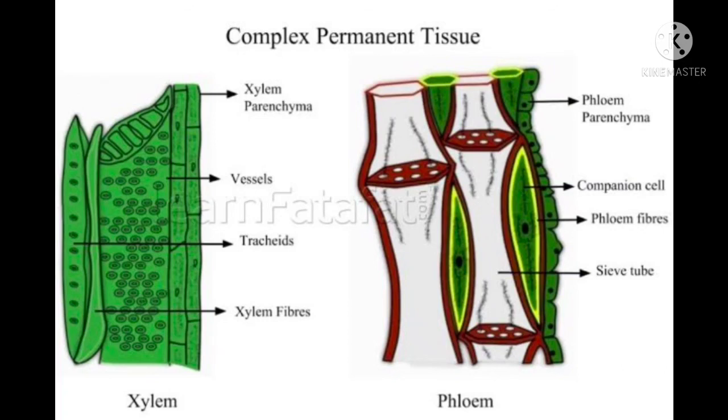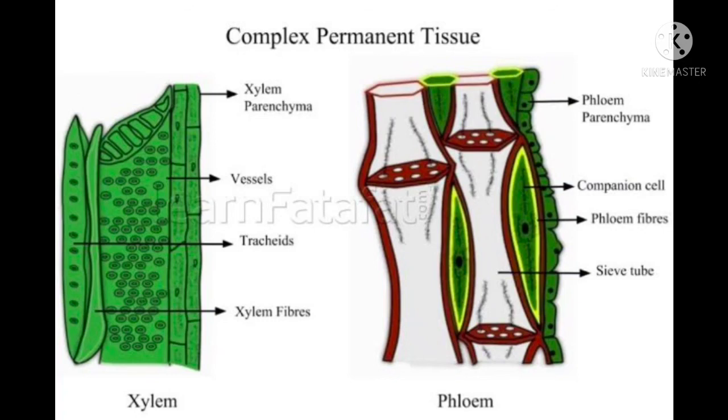So here is the xylem. How it looks from the inside. See the xylem, the green colored portion on the left hand side. Now you can see the xylem fibers, which are the xylem sclerenchyma. The trachea, see where it is present. The vessels of the xylem you can see in the center. Then the xylem parenchyma, which is on the outer layer of the xylem.